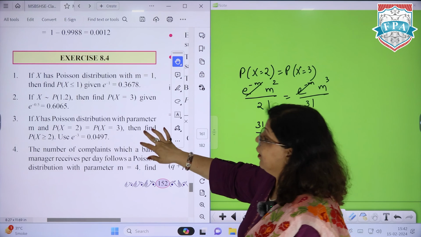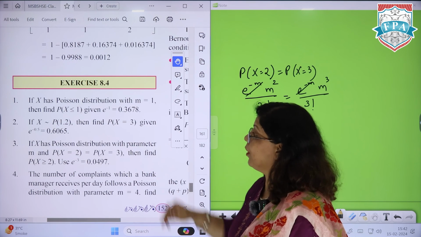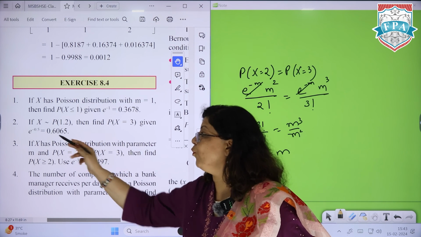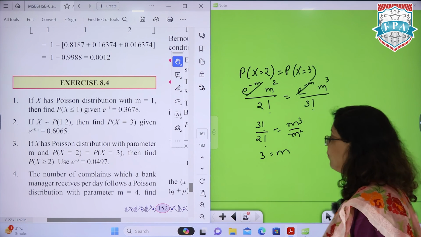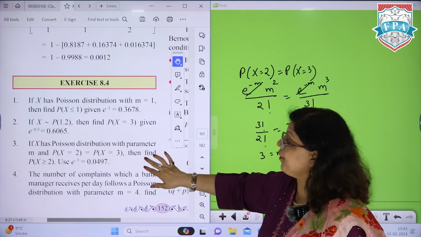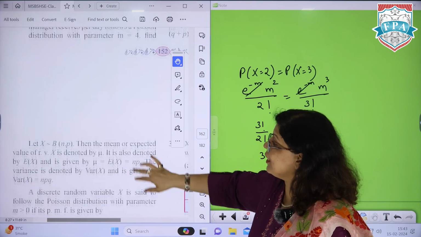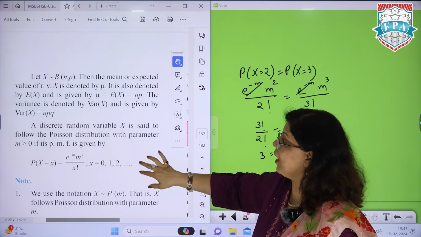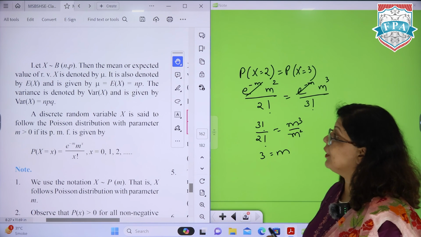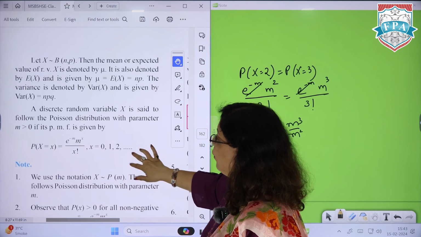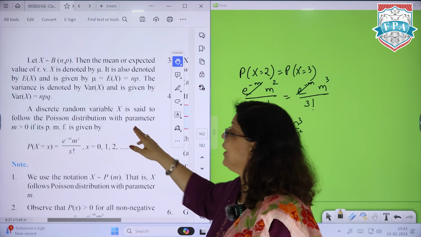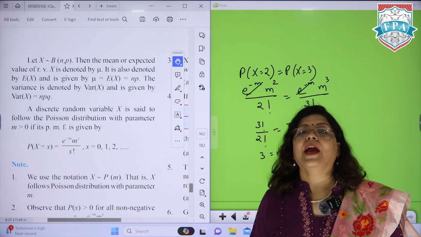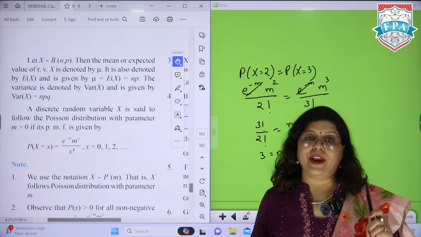Similarly, if you see here, the second one, P(1.2), then find P(x equal to 3), and here also they have given the value of e to the power of minus 0.5. So when the value is directly given to you, you can easily put the things to come to the answer with the parameter and get the final answer. Now for this, when you have to calculate the mean, you already have it in this question, which is m. The value of the parameter itself is the mean, and here variance is also m.